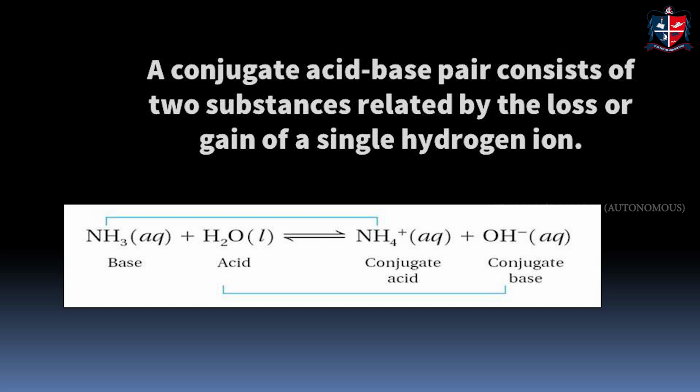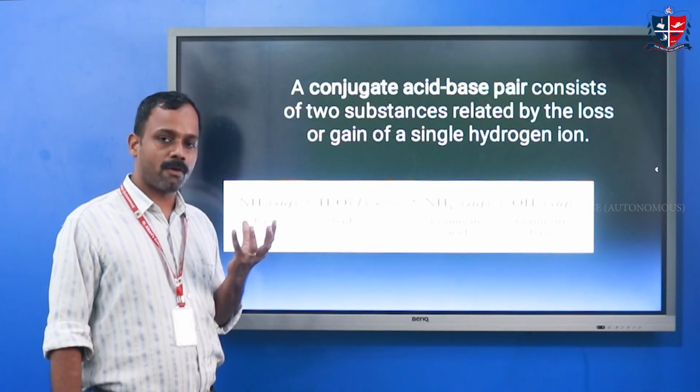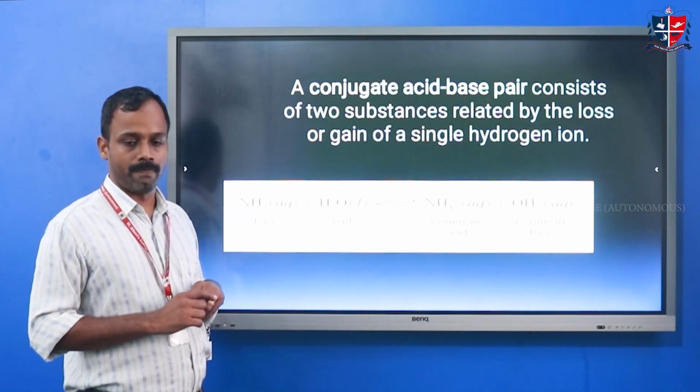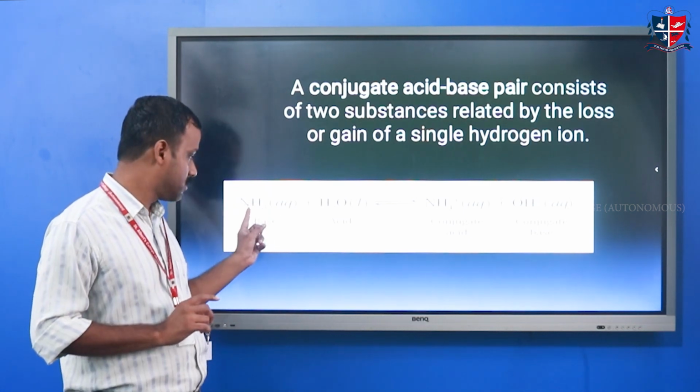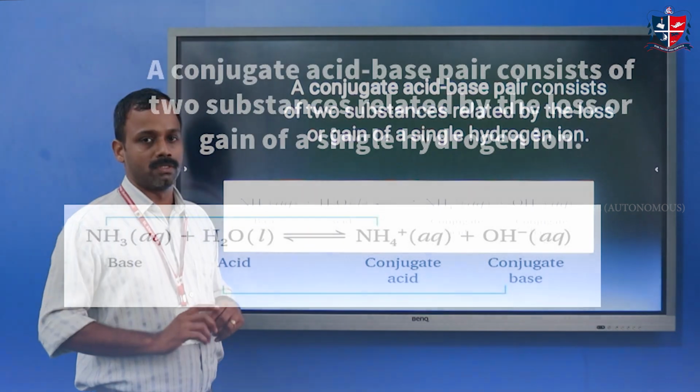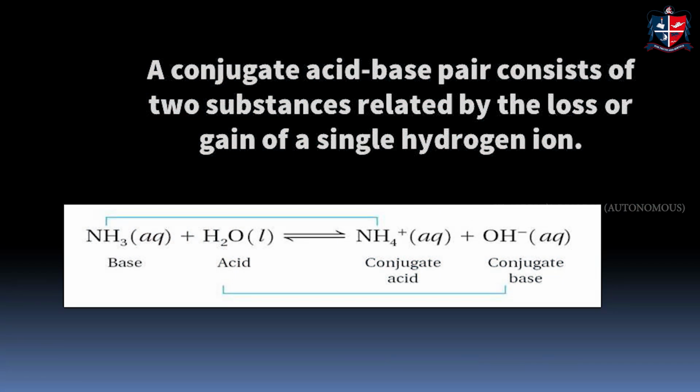So what are conjugate acid-base pairs? They are a pair of species that differ only by a proton. Proton difference. We can see this in ammonia and ammonium ion. Here the difference is only by a proton. So such species are called a Bronsted acid-base pair.